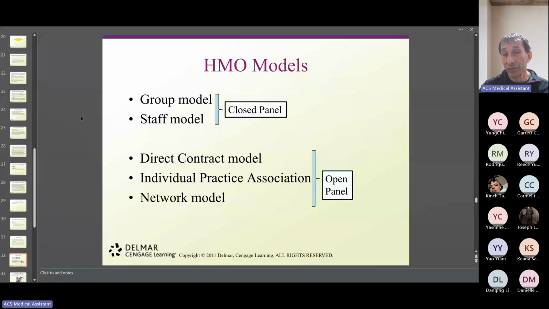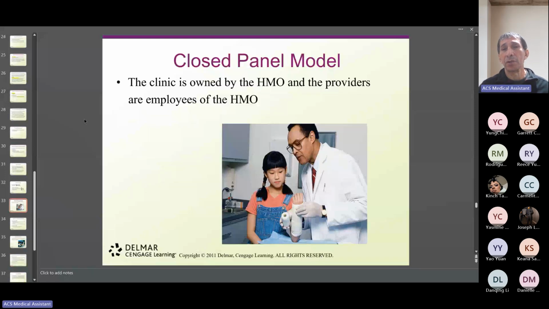The medical providers or the hospital? Who is not bound by these HMOs? Who can charge whatever they want without having limitations? That's important for the medical providers and for the hospitals, as well as for the patients. And somehow we are all patients. Closed panel: the clinician is owned by the HMO carrier.